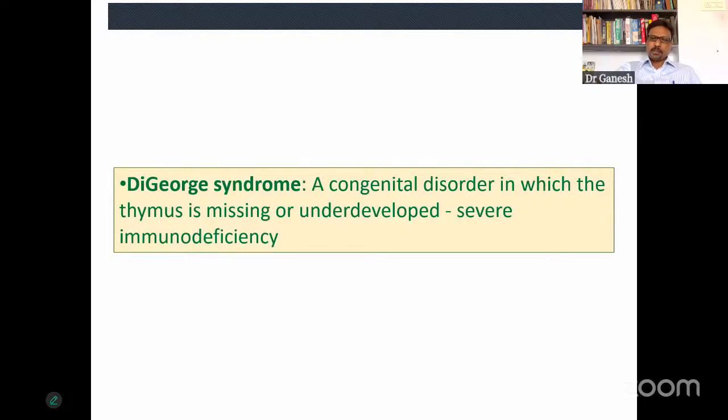But by the time of the birth of the individual itself, the thymus gland has already produced all the required T cells that are needed for a sufficient immune response. So if the baby is born without the thymus gland, then it has to suffer from severe immunodeficiency.